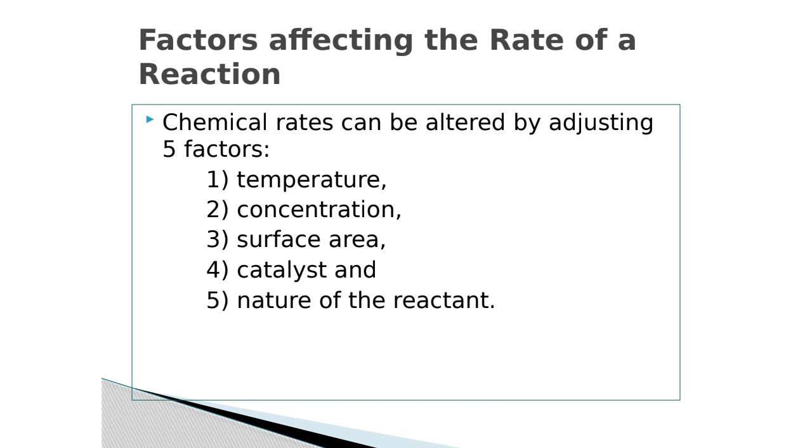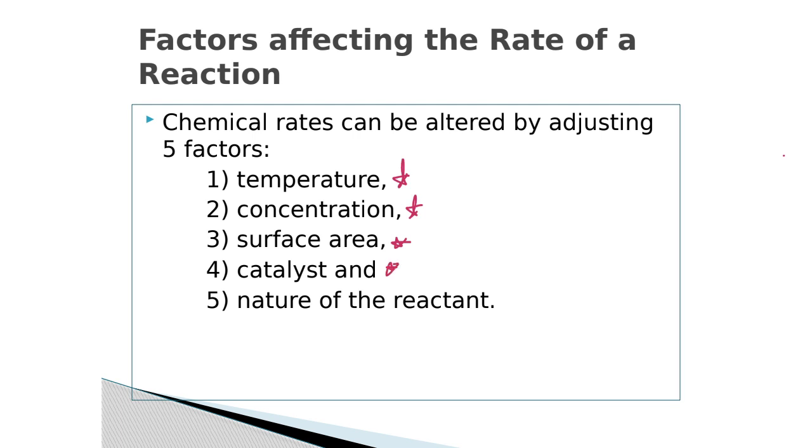In order to speed up or slow down rates of reactions, we can alter the reaction using 5 different factors. Now, depending on the reaction, these factors may not always apply, but in any given chemical reaction, one of these factors at least could be applied to adjust the rate of your reaction. So changing temperature, changing the concentration of your reactants, changing the surface area if you had a solid substance, so increasing it or decreasing it.